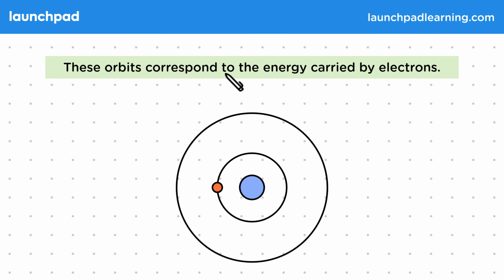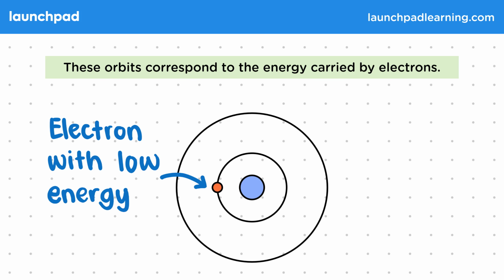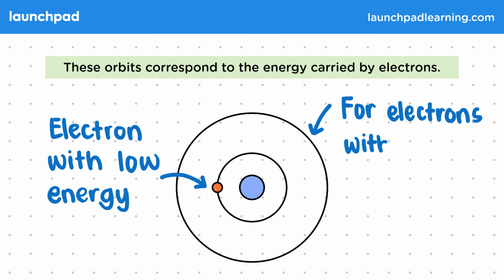Well, these orbits correspond to the energy carried by electrons. So in the lowest orbit are the electrons with the lowest possible energy. And the higher orbits are for electrons with higher energy. So the higher the energy, the higher the orbit.